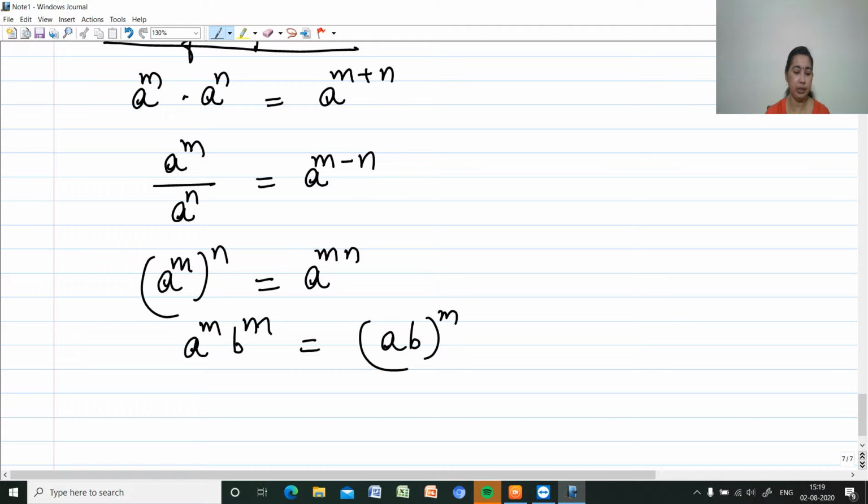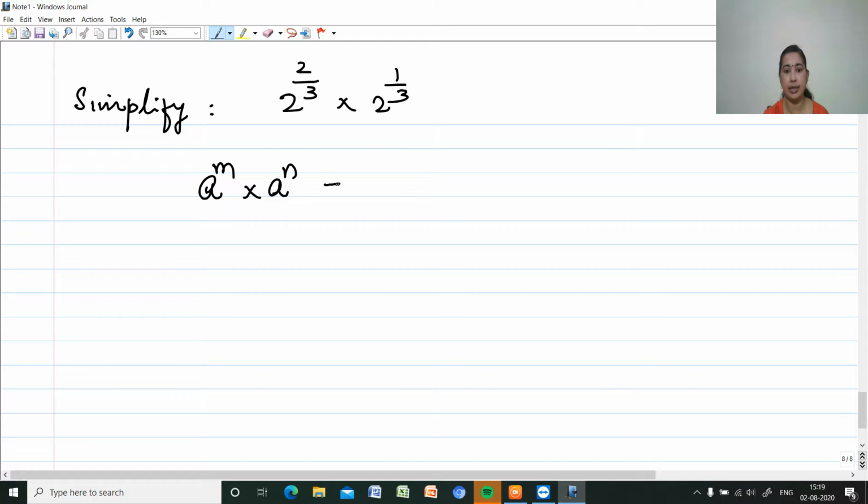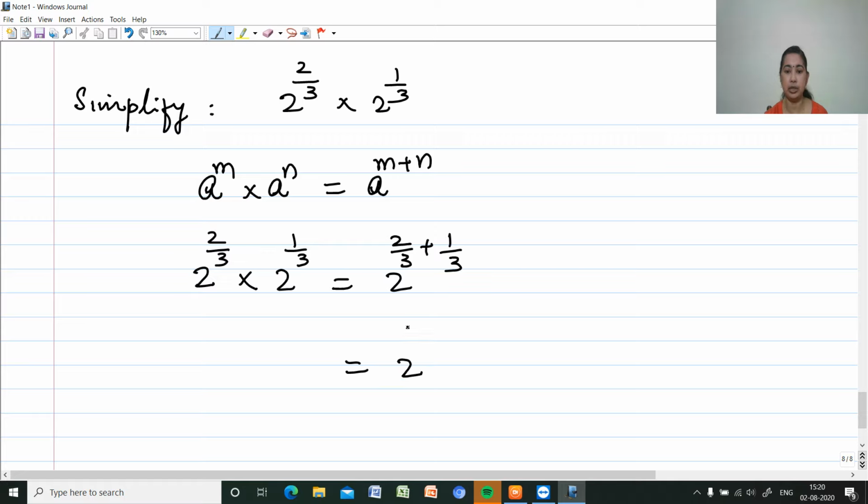So one example I'll show you. Simplify 2 raised to 2 by 3 into 2 raised to 1 by 3. As I told earlier, a raised to m into a raised to n is equal to a raised to m plus n. In the same way, 2 raised to 2 by 3 into 2 raised to 1 by 3 can be written as 2 raised to 2 by 3 plus 1 by 3. That is equal to 2 raised to 3 by 3. That's equal to 2 raised to 1, or it is 2 itself.